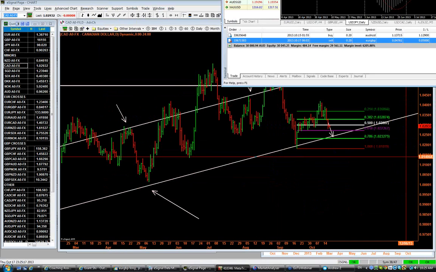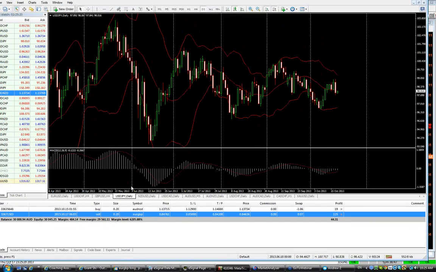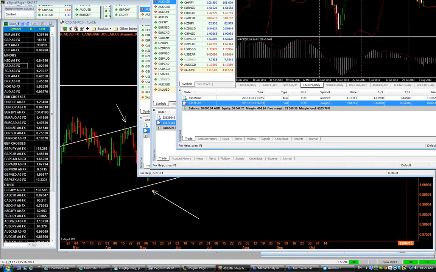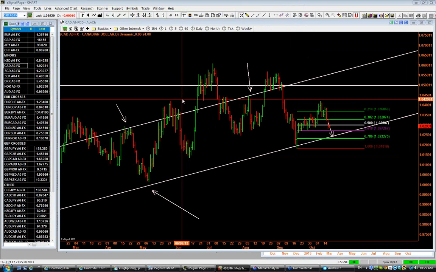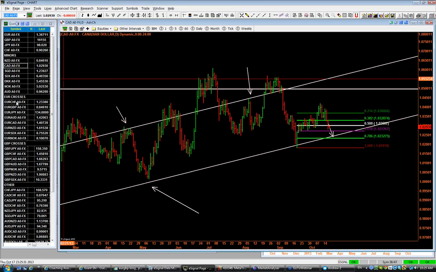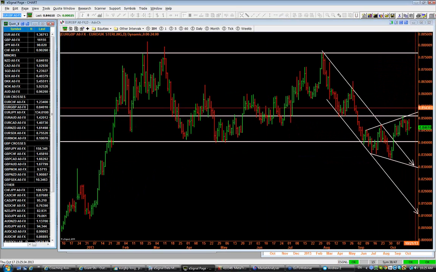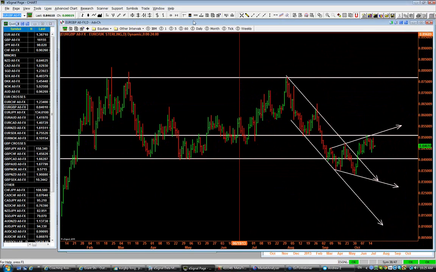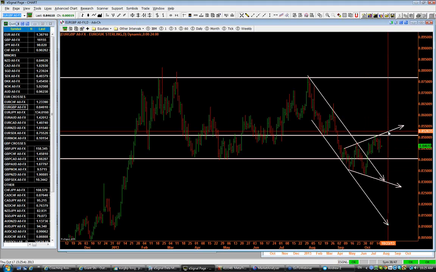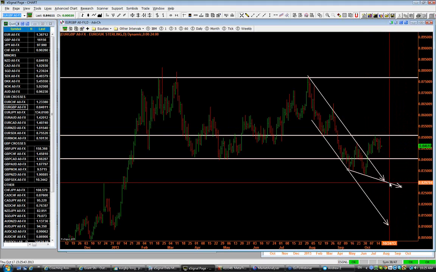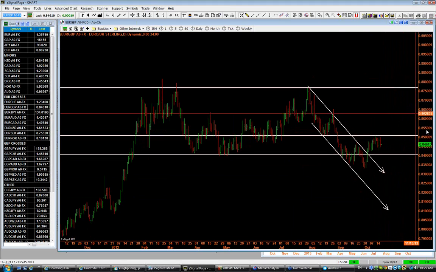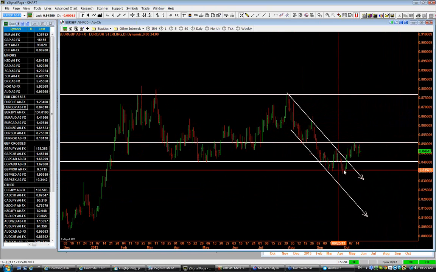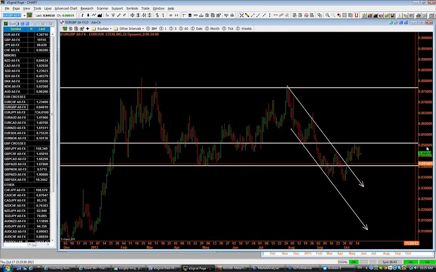Actually, I have a position in Euro GBP. I have a short position. Why? Maybe I can give you some extra information. This is Euro GBP. All right, so look at that. It's ranging.